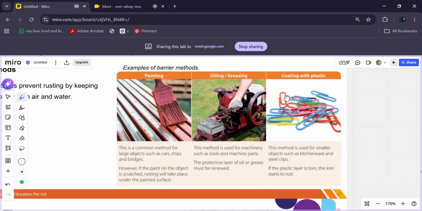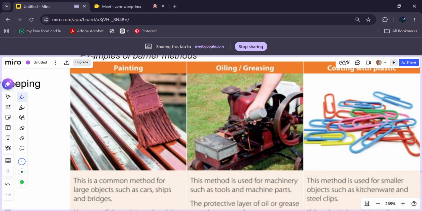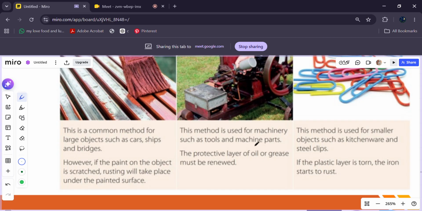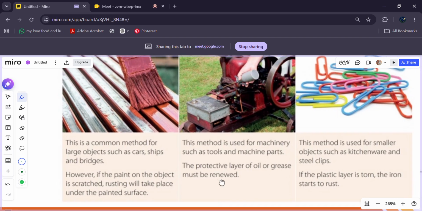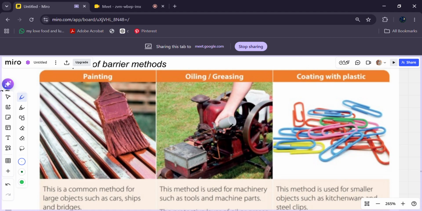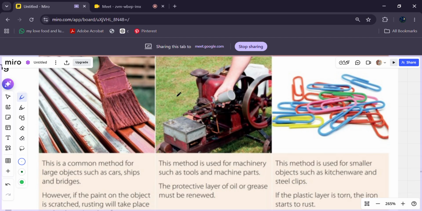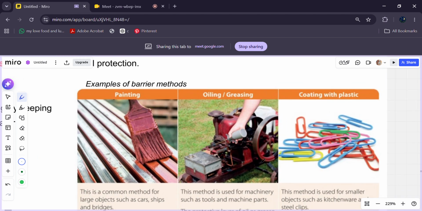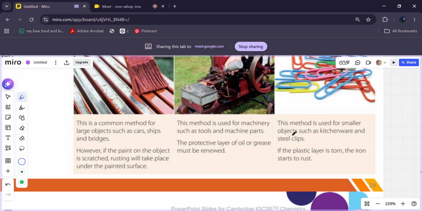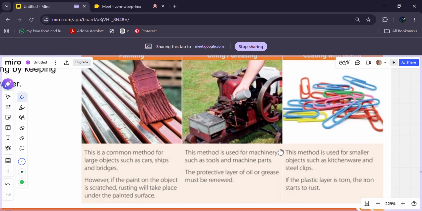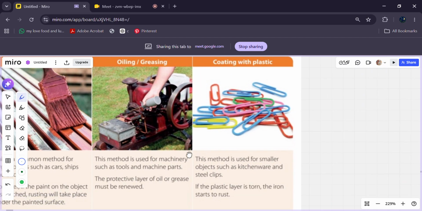Then we have oiling or greasing. This is a method used for machinery such as tools and machine parts. A protective layer of oil or grease is added to the machine, and this prevents oxygen from reacting with the iron. This is a good method, but the protective layer of oil and grease must be renewed every now and then.